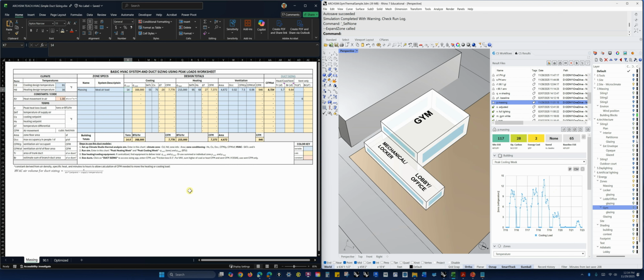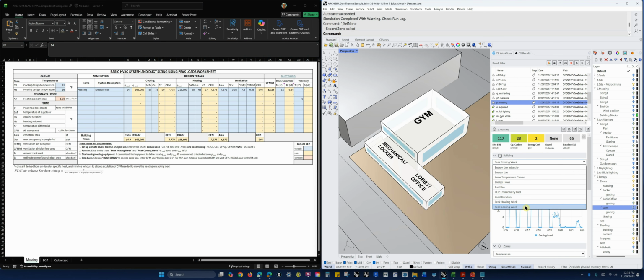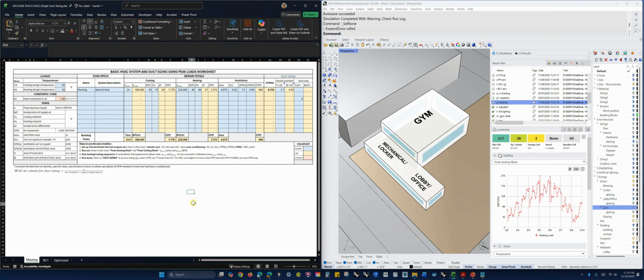So I'm going to put my peak cooling load of 14 tons there. I've got a peak heating load of, let's see, 215. I'm going to put that as my peak load for heating. And with that information, we can now get a very rough estimate of the size of the equipment.